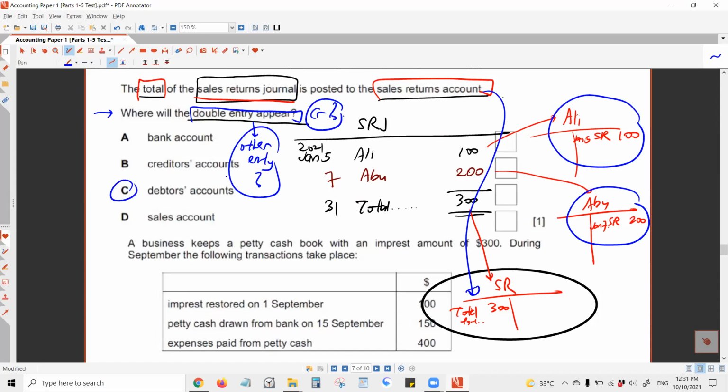Because debtors means customers, creditors means suppliers. Ali is our debtor who returned goods to us. Abu is our debtor who returned goods to us.